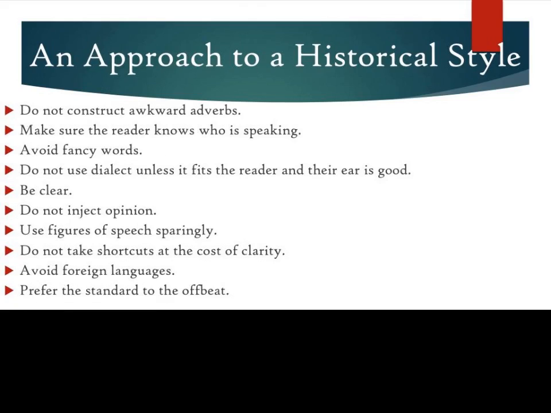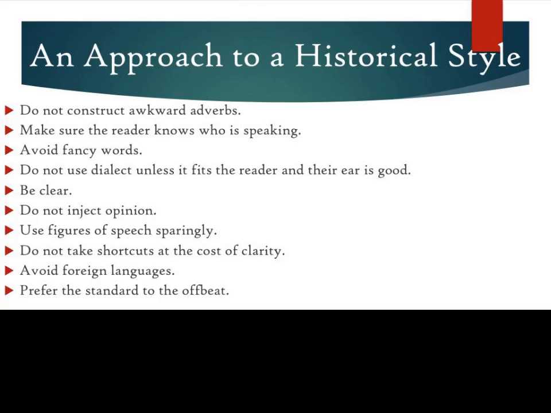Okay. Do not construct awkward adverbs. Remember, adverbs describe how, when, where, and they're used to describe adjectives or even other adverbs. Okay, but try not to construct awkward adverbs. It leads to the message probably being misinterpreted. Make sure the reader knows who is speaking.